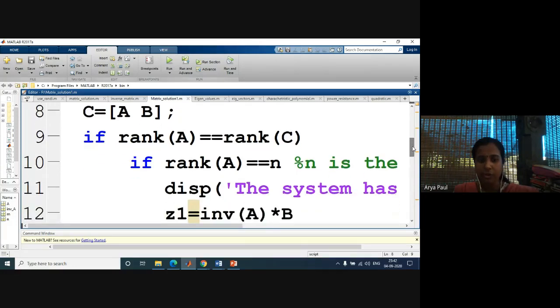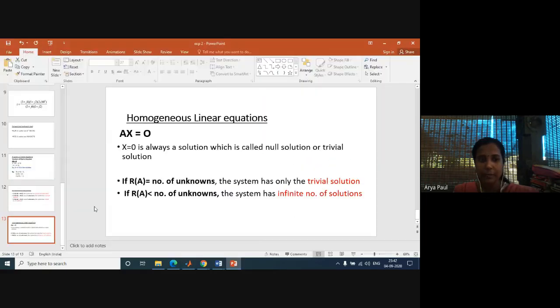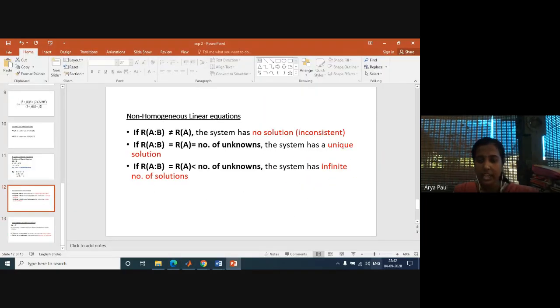Now you check the conditions. What is the first condition? The first condition is if the rank of the augmented matrix is not equal to the rank of A. Then the rank of the augmented matrix is equal to the rank of A. So we will first check this condition: if the rank of the augmented matrix is equal to the rank of A, equal to the number of unknowns.